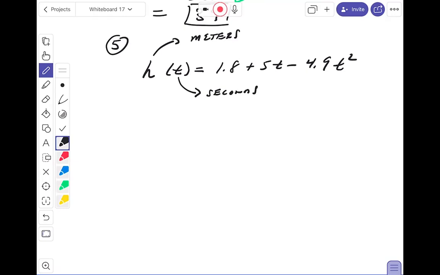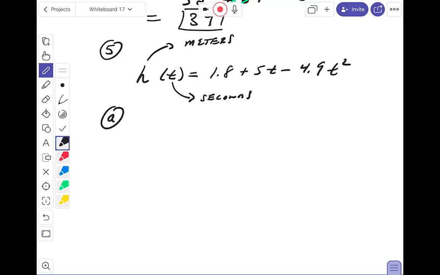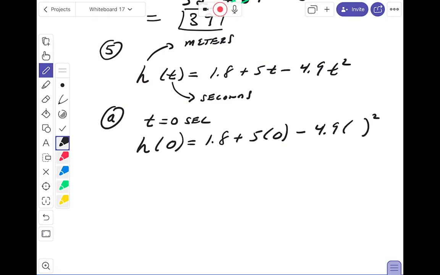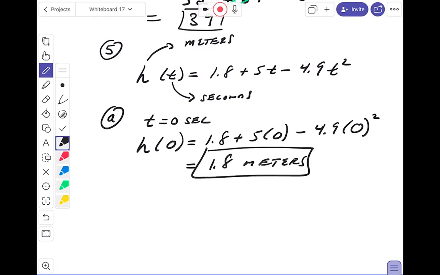What's happening? An object is being thrown up. It's going to go up. It's going to come back down. Let's see if we can answer the questions now. What's A? A says, evaluate this for the height when t equals 0 seconds. I've got to plug it in. H of 0 equals 1.8 plus 5 times 0, minus 4.9 times 0 squared, parenthesizing the variable, and the value of the variable is 0. What does this give you? 1.8. Now 1.8 what? Meters. That's done. All right, we'll check it in the SQ later.